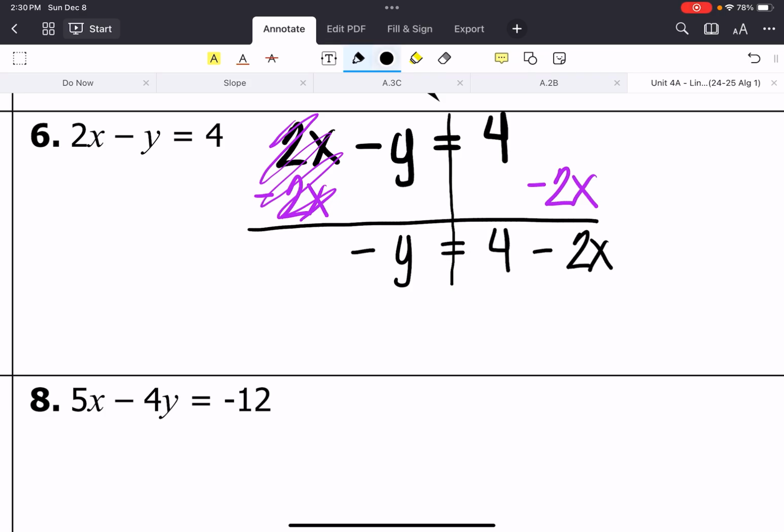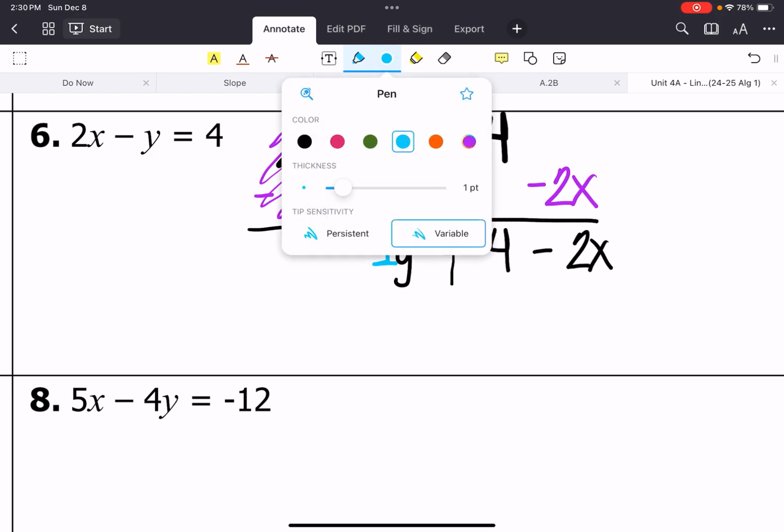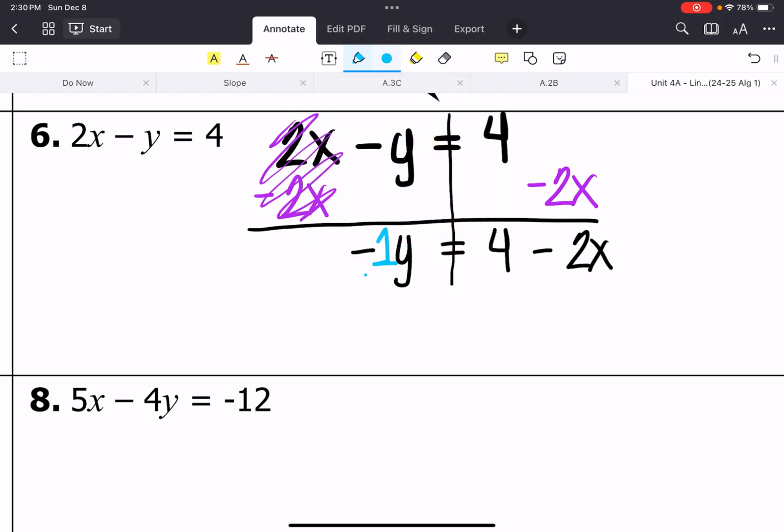Now, that negative, we also have to get rid of it. Remember, when the variable is by itself, it represents 1. So here we have negative 1, and we're multiplying it times y. Therefore, to get rid of it, we're going to divide, because you always do the opposite. And what you do to one side, you do to the other.